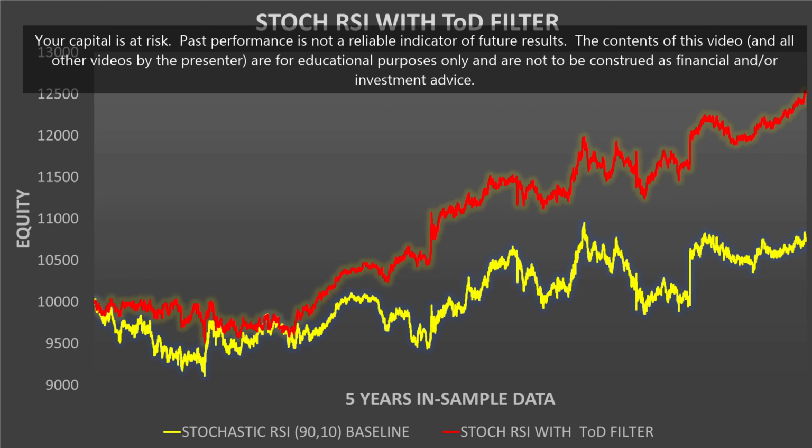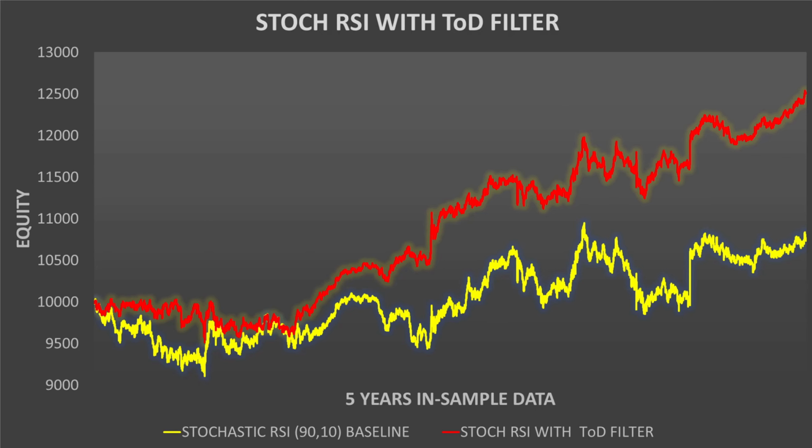Take a look at some of the larger drawdowns in the yellow equity curve and then compare those to the drawdowns that we see with the red equity curve with the time of day filter. Also, look at some of the periods of time when the yellow equity curve performed well and rose and compare that to the red equity curve. And what we see is that on both of those counts, there is an improvement.